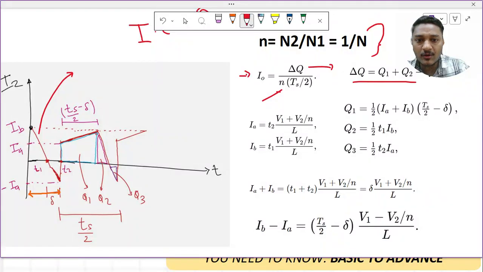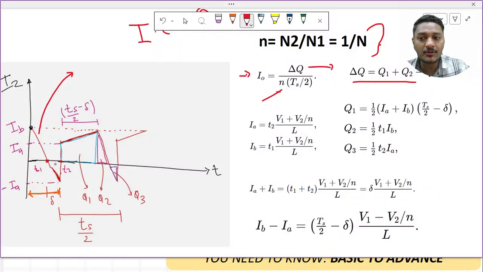So from this particular point to this particular point, IA is T2 into (V1 plus V2) by N, whole divided by L. So very basic maths we are applying. What is IB here? If I wanted to calculate IB, it touches here at this particular point, and IA touches in between this particular point. That is why the T2 is there. Now IB is basically T1 into (V1 plus V2) by N, whole divided by L.